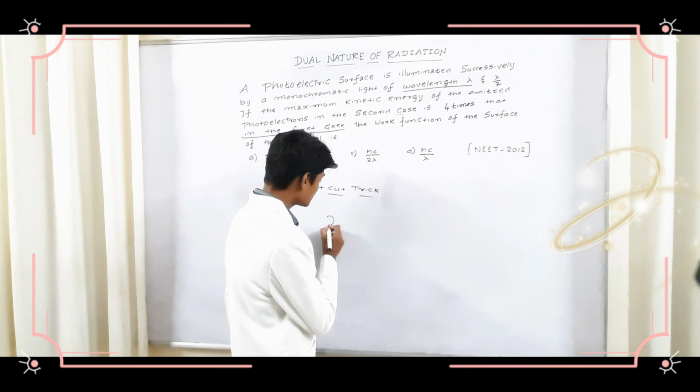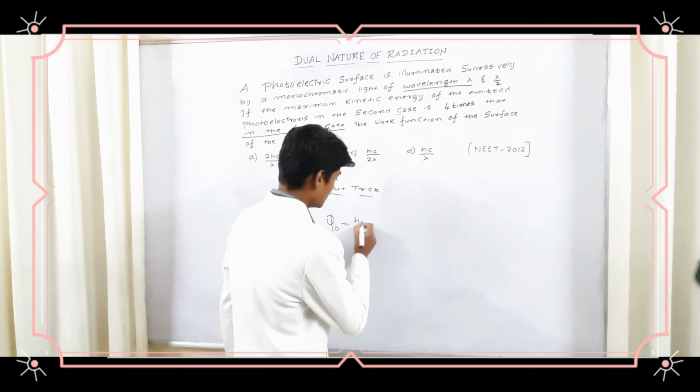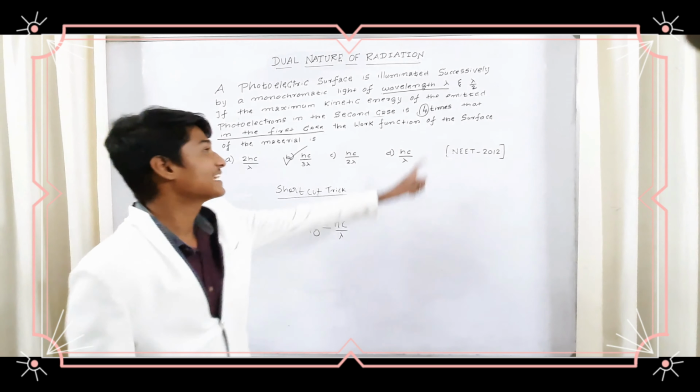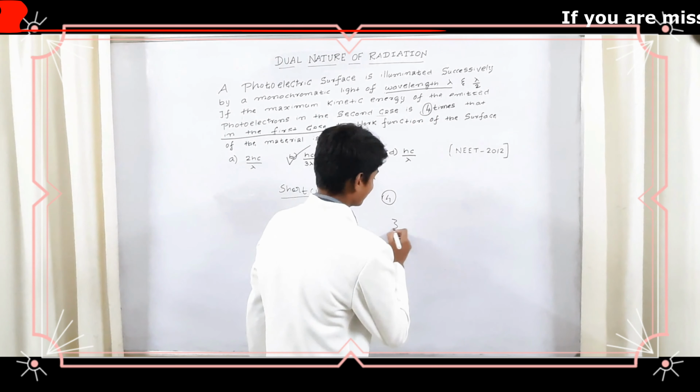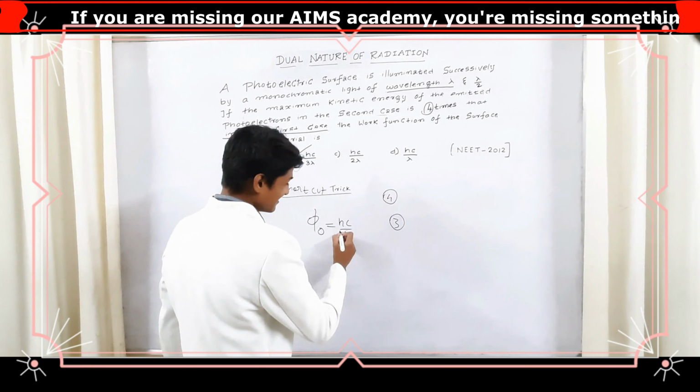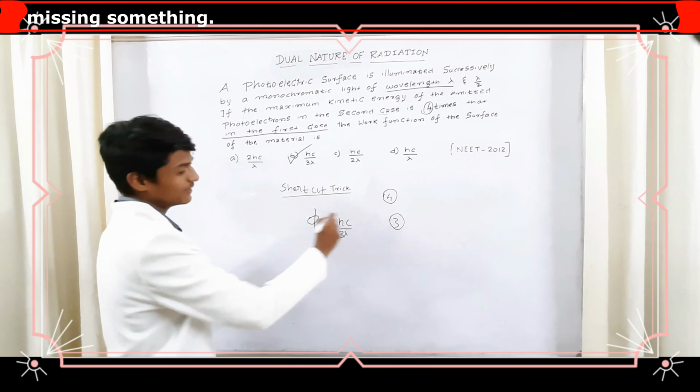Therefore, work function is Hc by lambda. See the given number. It is 4. What is the number before 4? It's 3. Substitute this 3 in the denominator. The answer is Hc by 3 lambda.